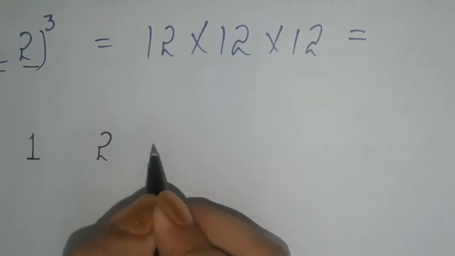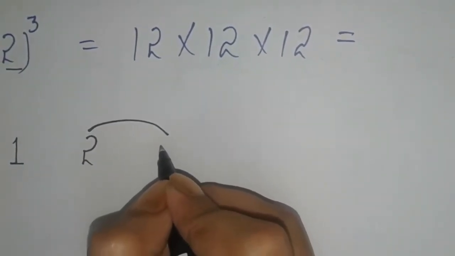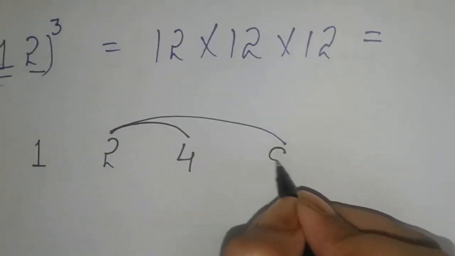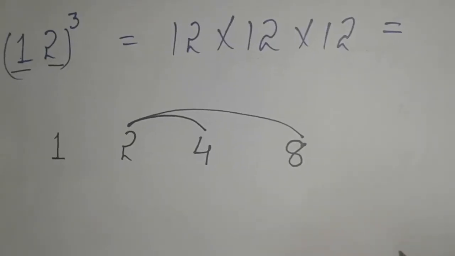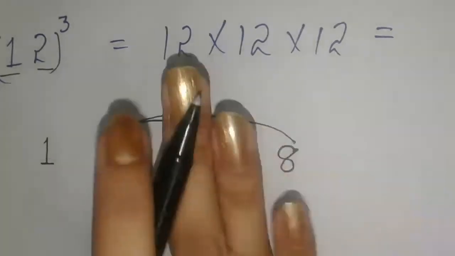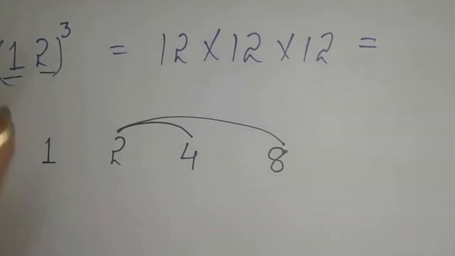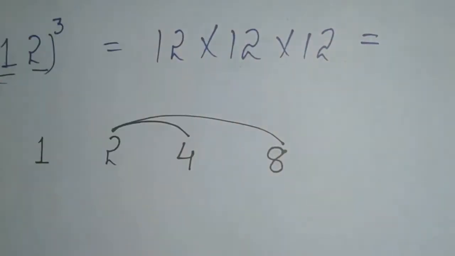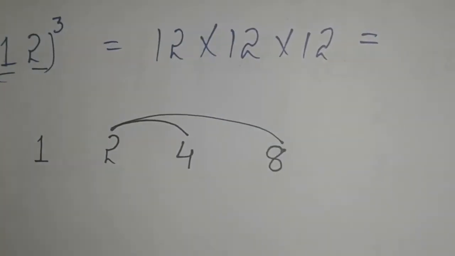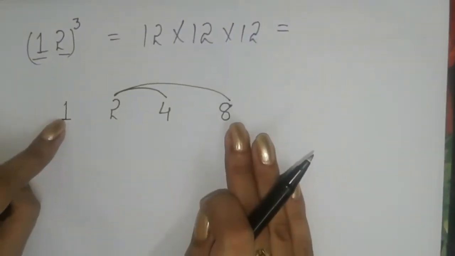Now look very carefully. Square of 2, we all know the square of 2 is 4. And on the next place, write the cube of 2, which is 8. As we have learnt, 1 and 2 are both the digits of our given number, that is 12. Now we write the square of 2 over here, that is 4, and after that the cube of 2, that is 8 over here.